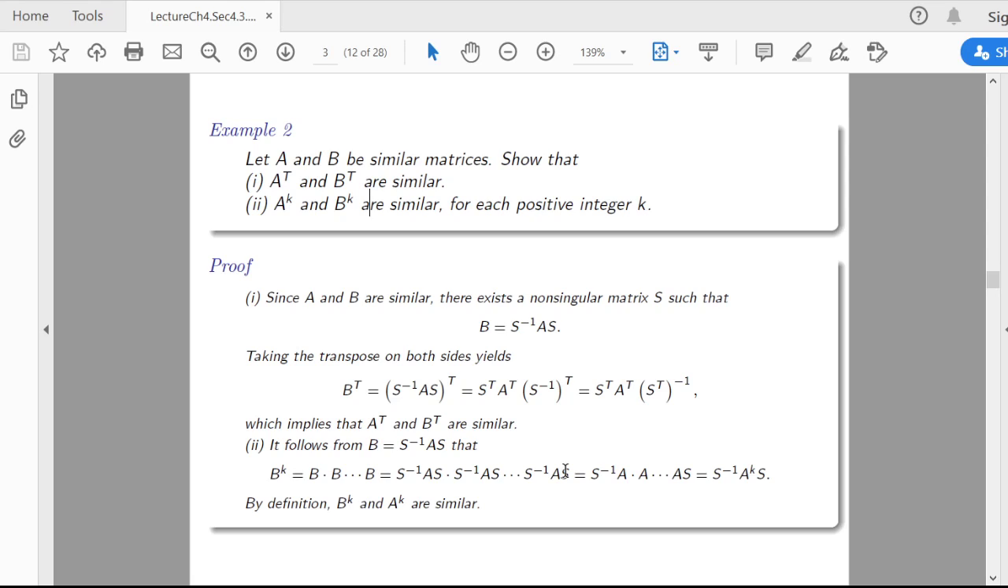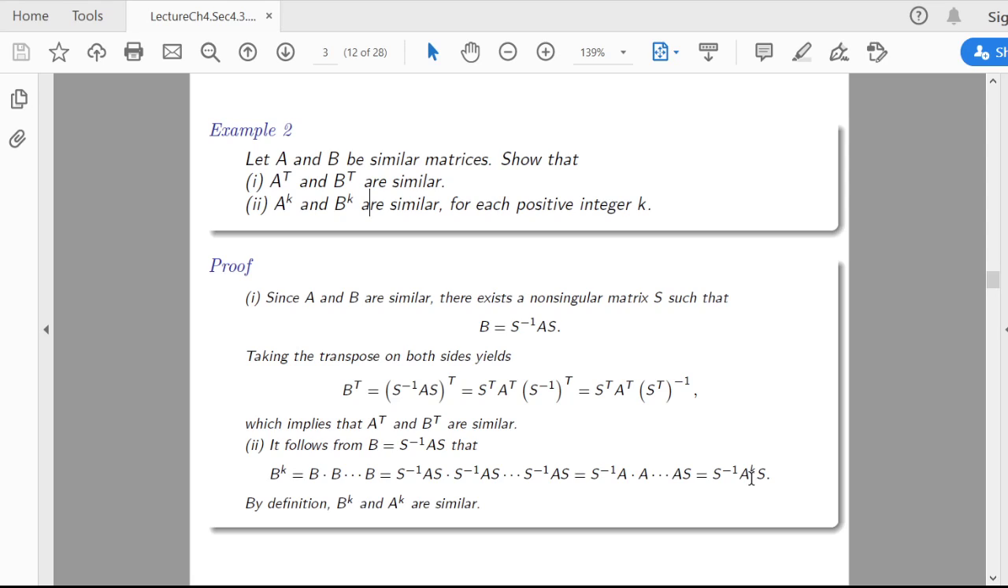Then we take a look. S inverse, we keep it here. Then here we have S times its inverse, so the product is equal to the identity matrix I. And then we continue this way. We can say the middle part is just A times A times A times A. How many A's? k A's. So that is A to the power k.